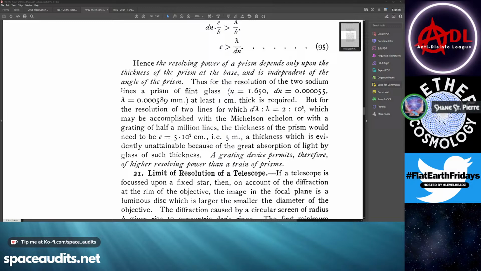Thus, for the resolution of the two sodium lines of a prism of flint glass, n equals 1.650, dn equals 0.000055, and lambda equals 0.000589 millimeters. At least 1 centimeter thick is required.